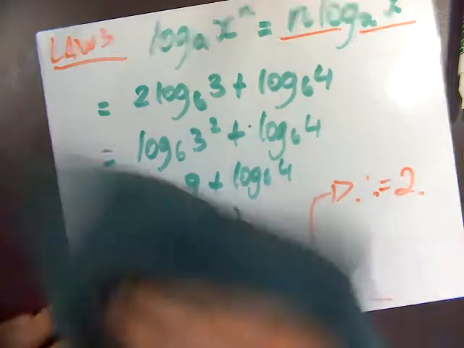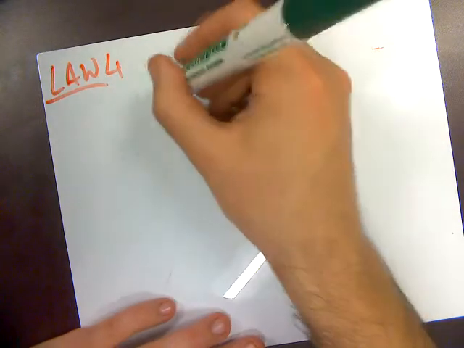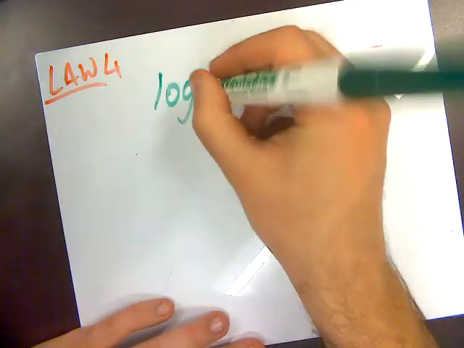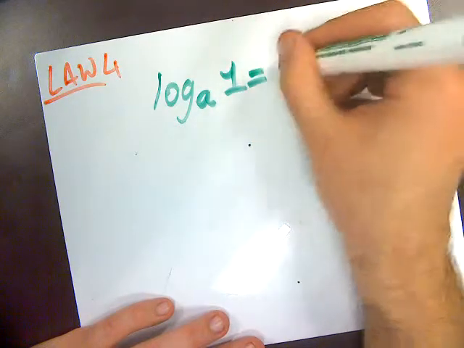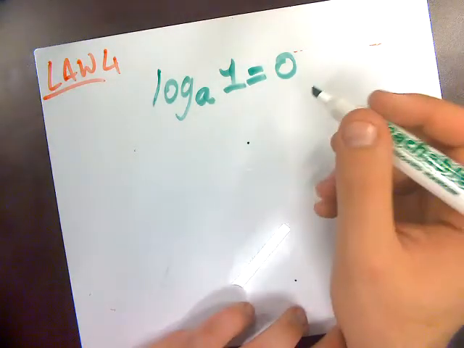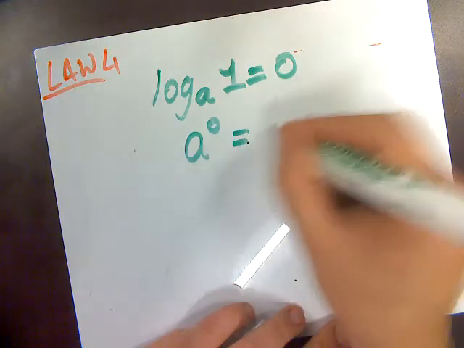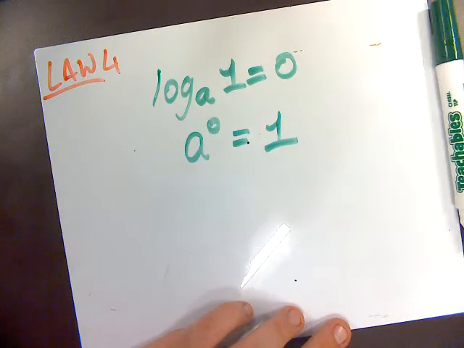Pretty straightforward. Now the rest of the laws are a bit simpler than all those other ones that have come before it. So law 4 simply says that any logarithm to base a of 1 is going to be equal to 0. The reason for this, if we write this in index form, is that a is going to be our base, 0 will be our power, so it'll be a to the power of 0, and anything to the power of 0 is always going to equal 1. Pretty straightforward stuff.